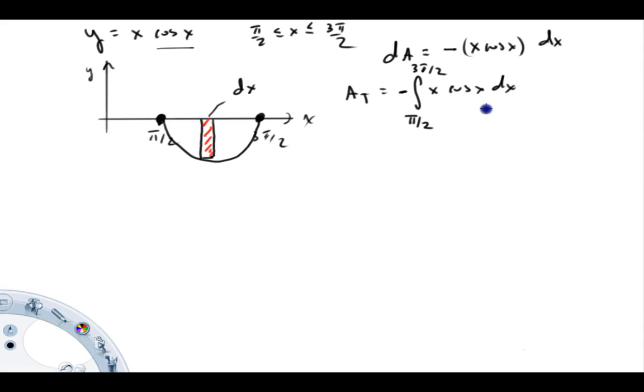You always have to think about how to pick the techniques. You'll notice it's the product of two functions here. x is an algebraic function. Cosine x is a trigonometric function. So that's the clue that integration by parts is going to be the preferred method here. Product of two functions that don't look alike.